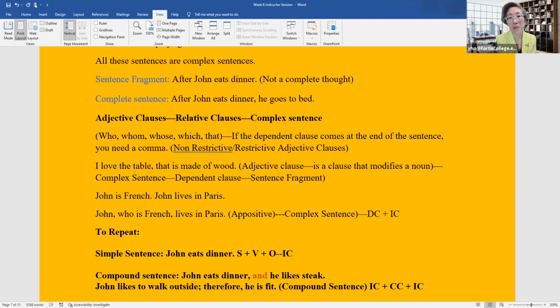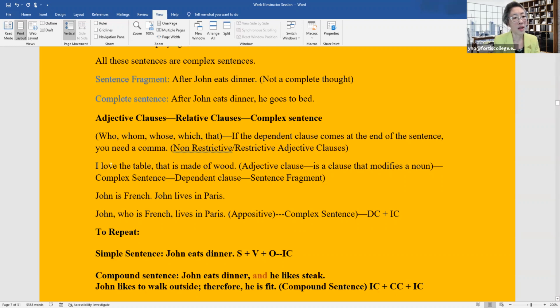So if I say, "The table, which is made of wood, is antique," then you're going to have two commas, because "which is made of wood" is in the middle of a sentence. I'll show you in a second. So here, "I love the table." And then if the dependent clause with that, which, who, whom is at the end of a sentence, these dependent clauses need a comma. And if you want to know why that is, you can Google restrictive versus non-restrictive clauses. It has to do with whether or not the adjective clause is essential to the sentence or not essential to the sentence.